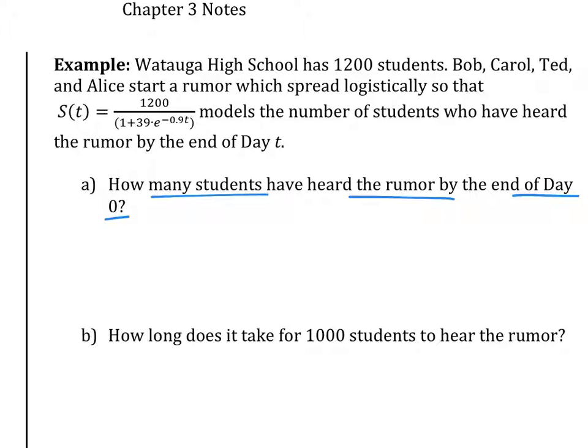Day 0 means what? Is 0 t or s? T. Yeah, s means student, so t is time. So s of 0 is equal to what? That's the question. So when t is 0, what is the answer?